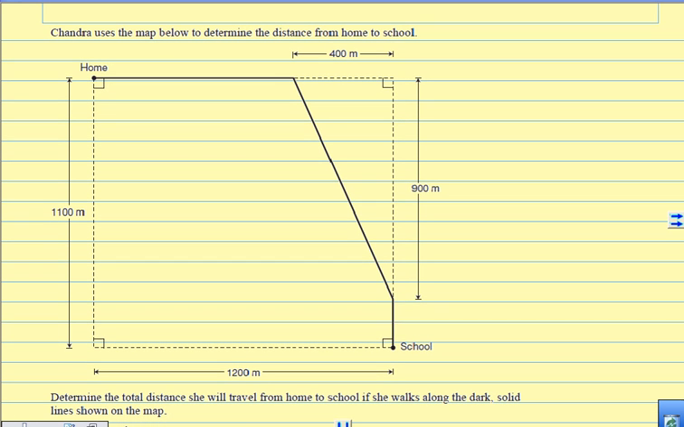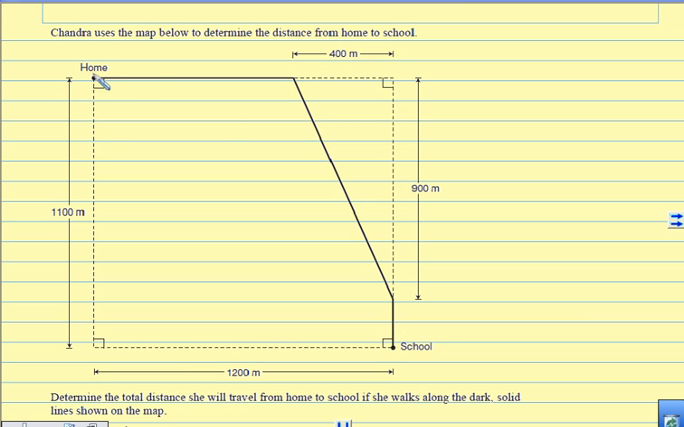Okay, welcome back. This is example 6 in your exam review. Now I'm going to do less and less in each of these videos. I'm just going to give you some tips and hints about how you would solve these things. Now this question says, Chandra uses the map below to determine the distance from home to school.